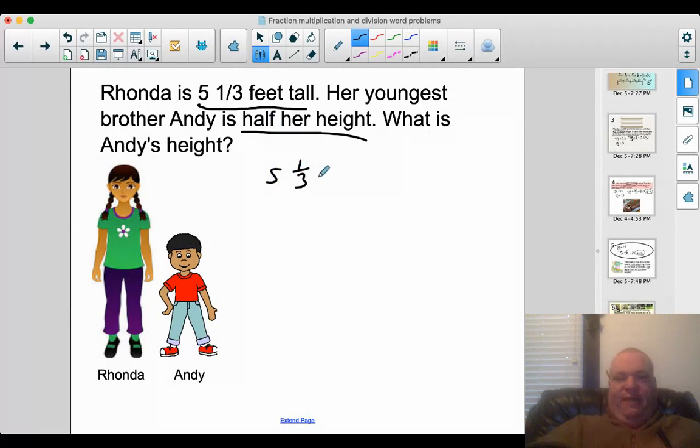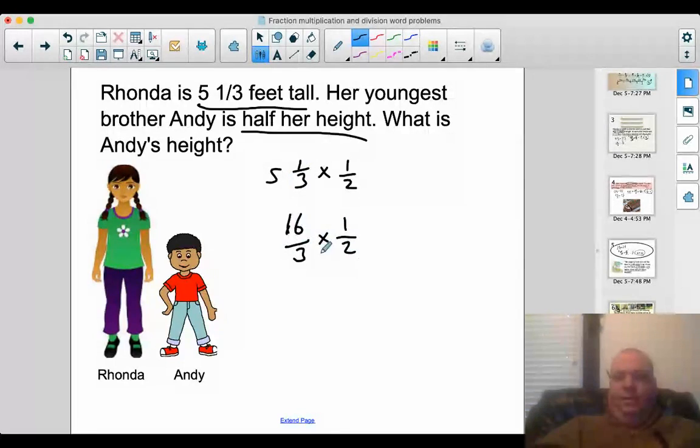So again, to find half of a number, I can multiply it by 1/2. You could also think of it as dividing it by 2, but when we do keep, change, flip, dividing by 2 is the same thing as multiplying by 1/2. This is what it would turn into. So I can go ahead and make these mixed numbers. 5 times 3 is 15, plus 1 is 16 thirds times 1/2.